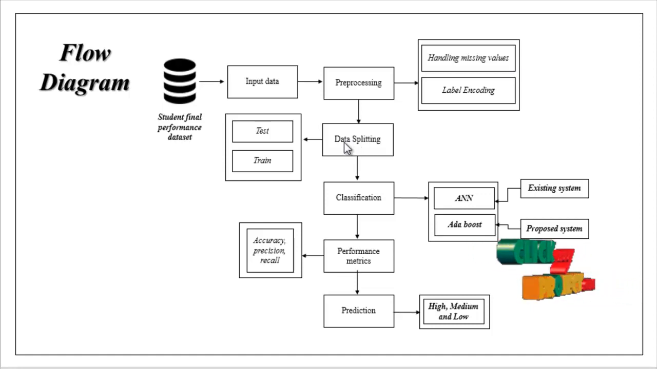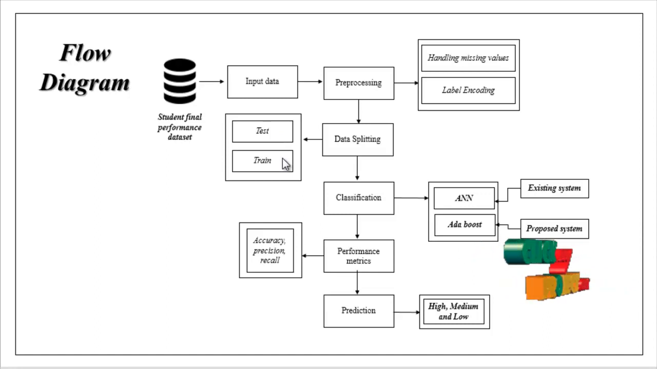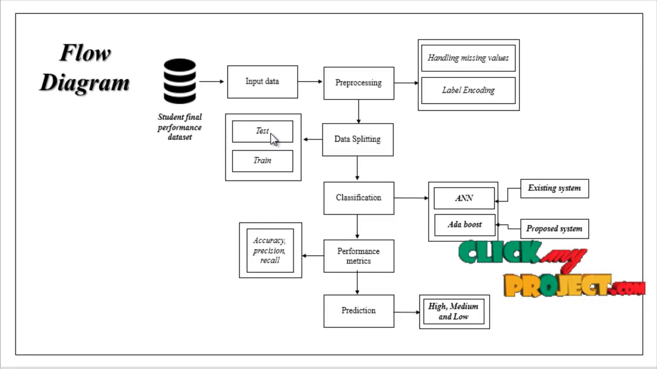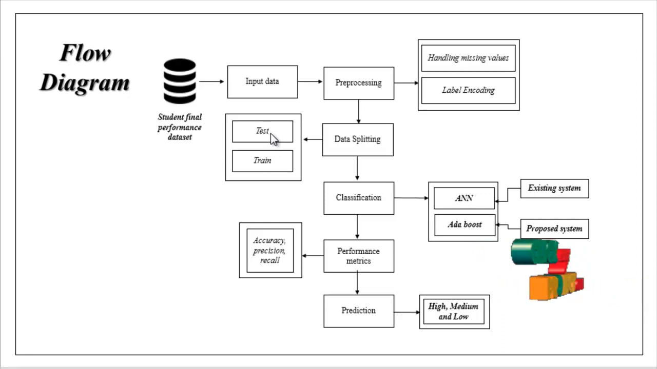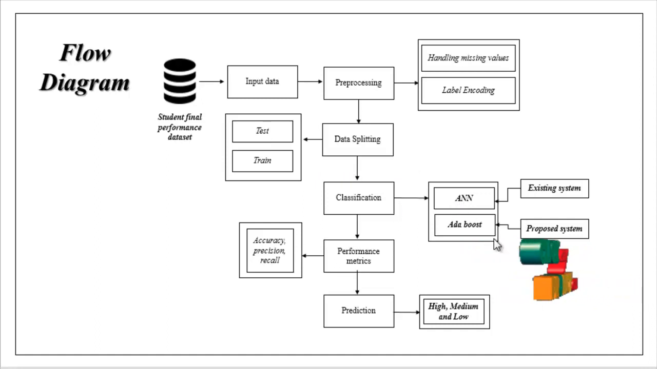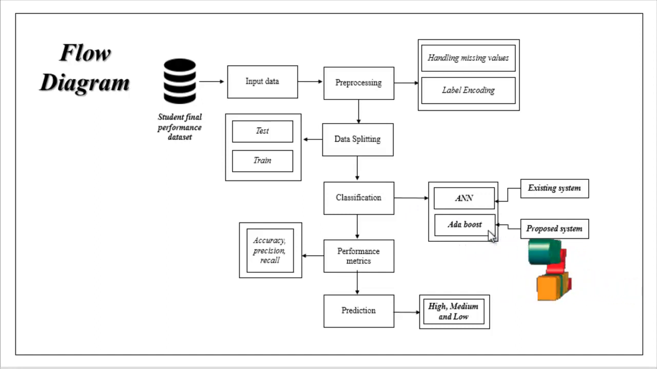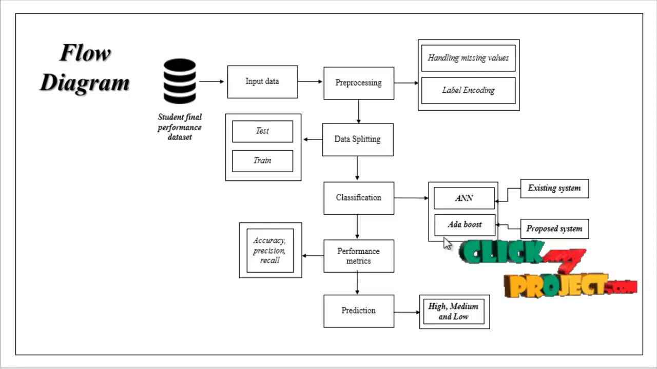Here we split the whole dataset into test and train. Test is used for prediction, train is used for evaluation. Based on a ratio we have split our dataset. Then the split data are carried out to the classification module. Here we implemented two different classification algorithms. One is ANN and the other one is the AdaBoost algorithm for predicting whether the performance is high, medium or low.